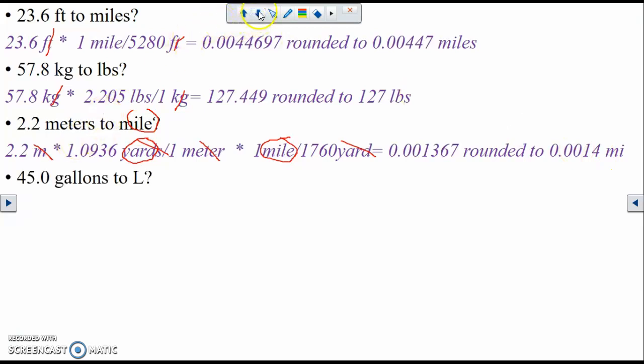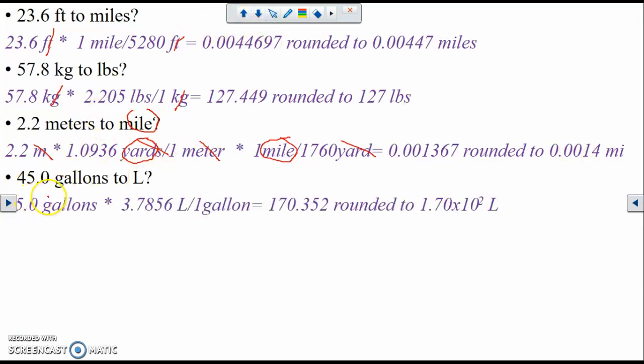Similarly, gallons to liters. This is volume. We again put the given unit on the bottom there, and the unit that we want on top in the next one. Multiply 5 times 3.7856 divided by 1. Always go through this process. This is the answer, and obviously we need, how many do we need? We need 3 significant figures.